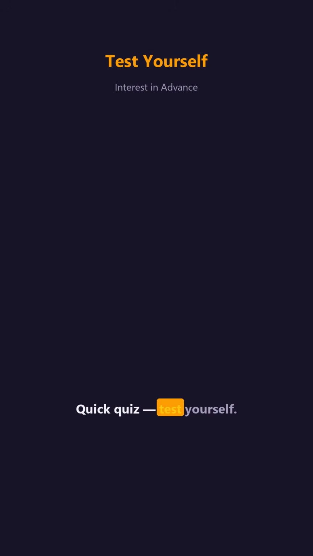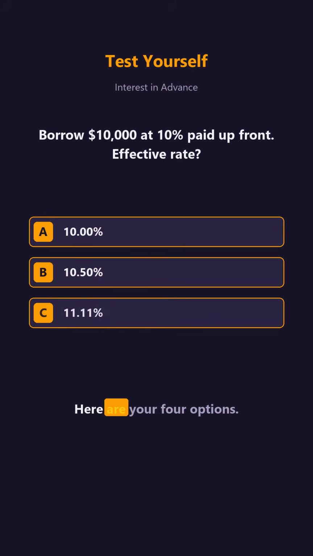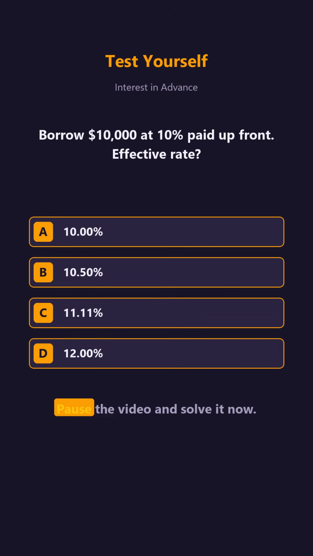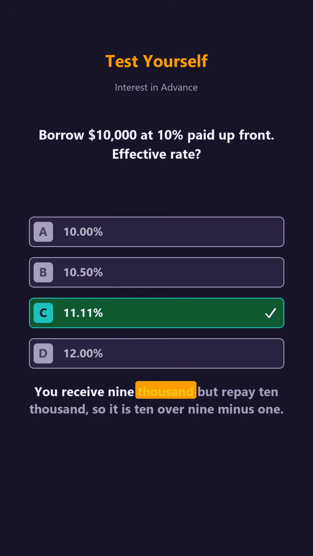Quick quiz, test yourself. You borrow $10,000 at 10% paid in advance, so what is the effective rate? Here are your 4 options. Pause the video and solve it now. The correct answer is C, 11.11%. You receive 9,000 but repay 10,000, so it is 10/9 minus 1.